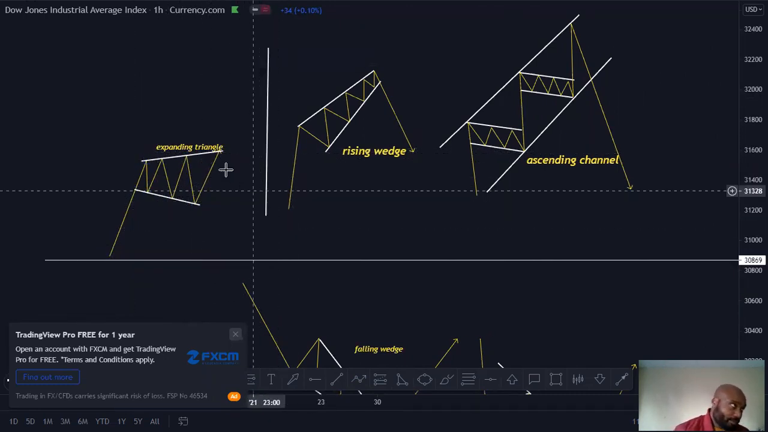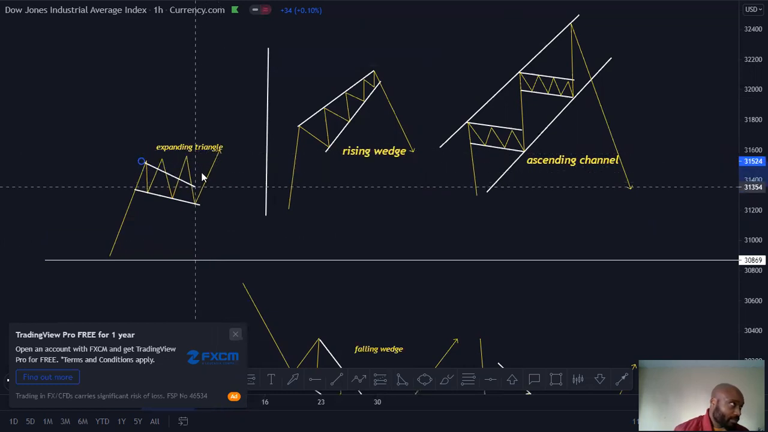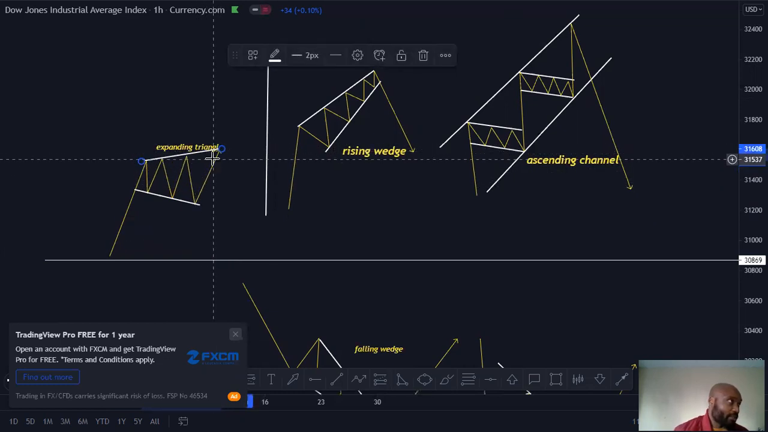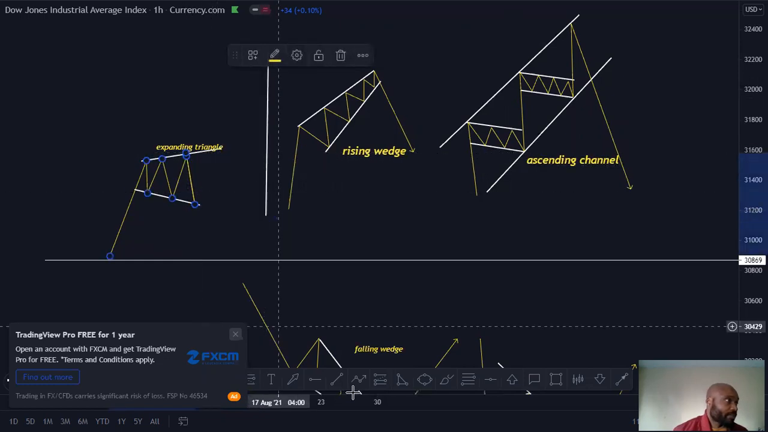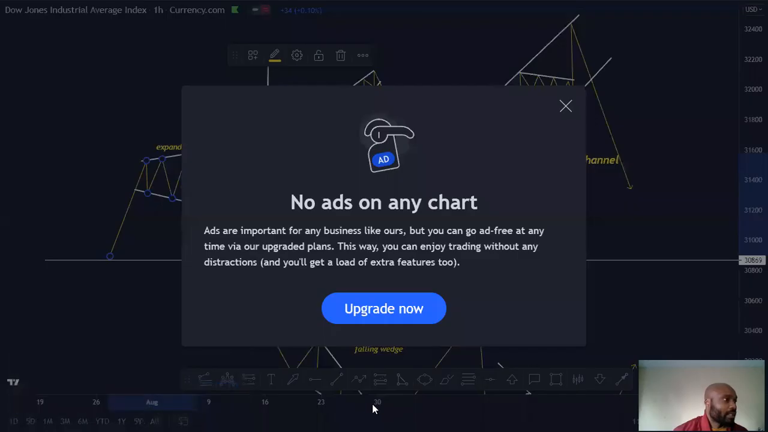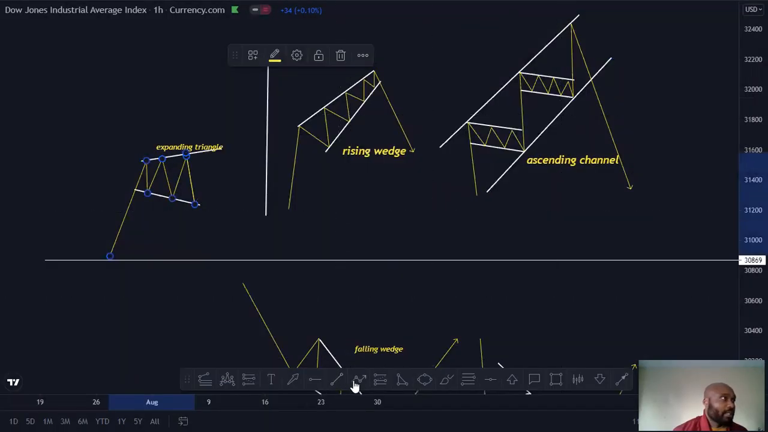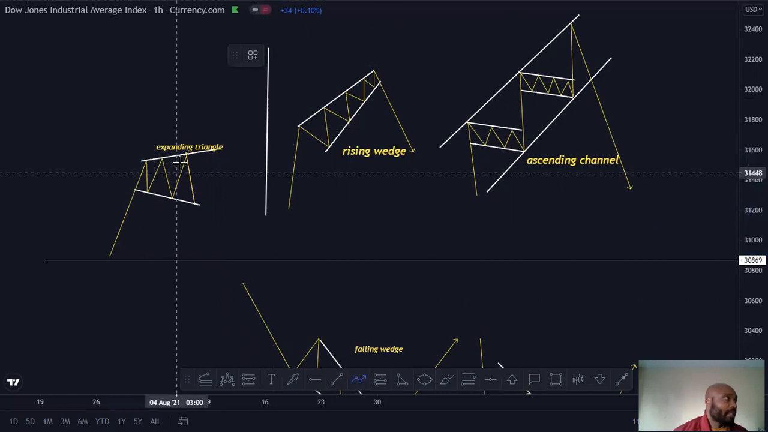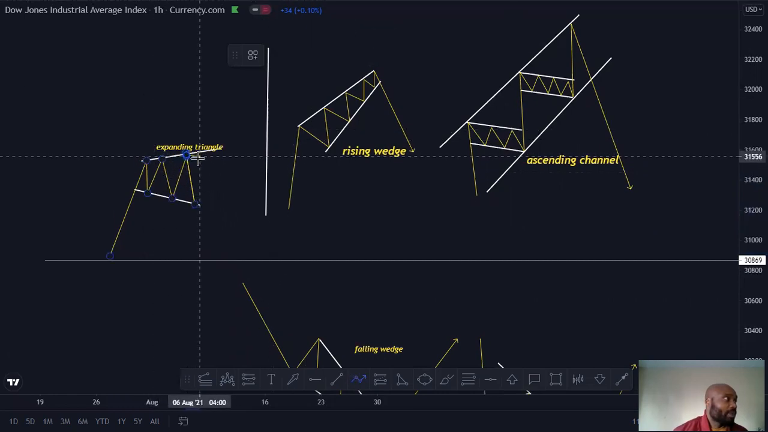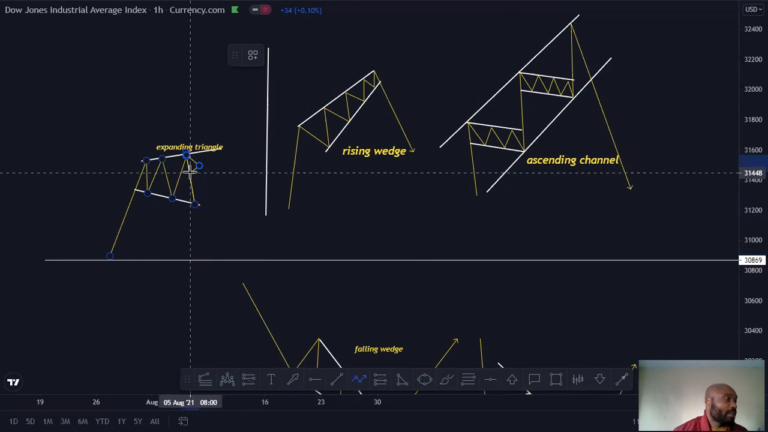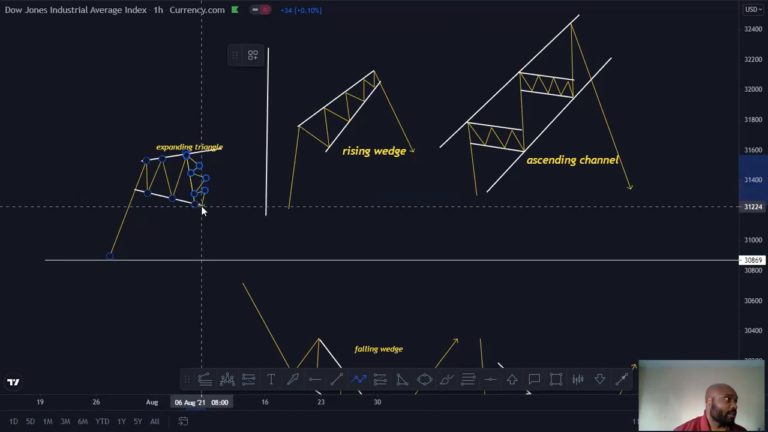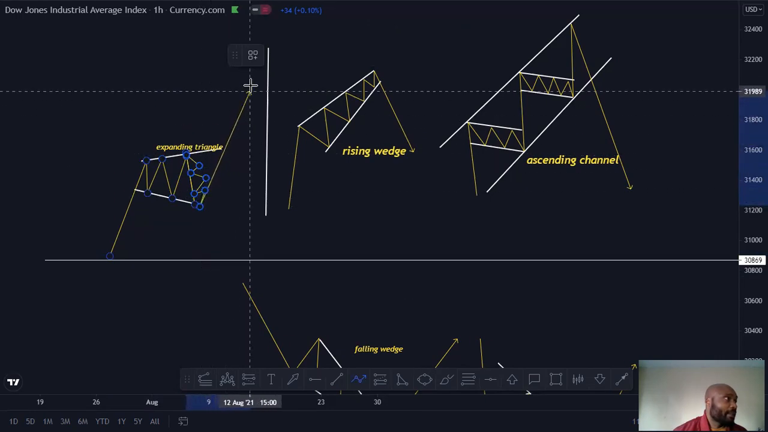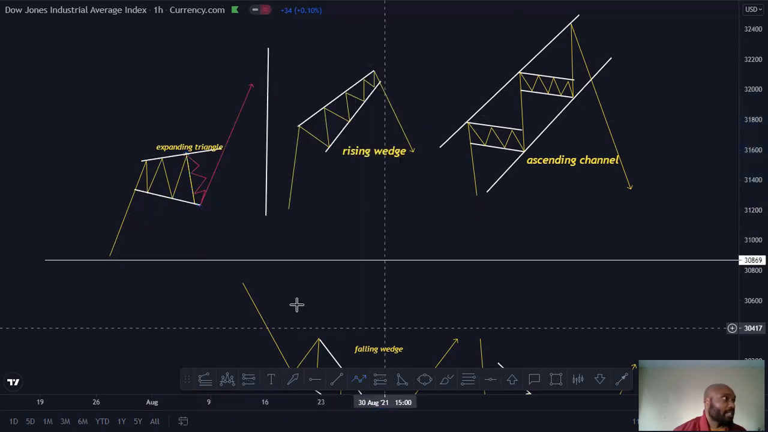Just want to show you how you'd be able to get your first entry, right? How you get your first entry on an expanding triangle is this way. So price would move correctively. Okay, price would move correctively, and then it impulses. I want to change the color for this so that you guys can see.